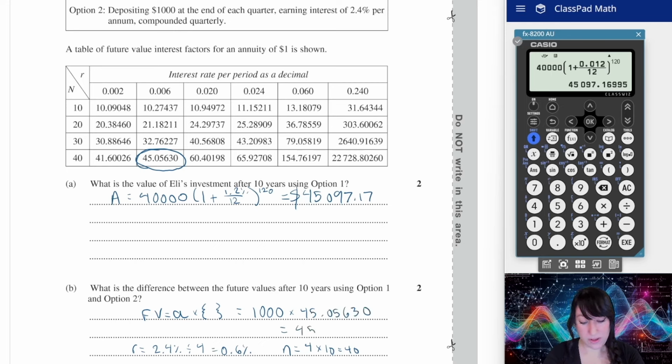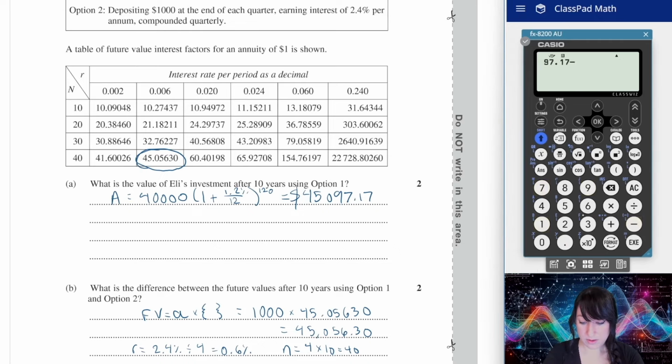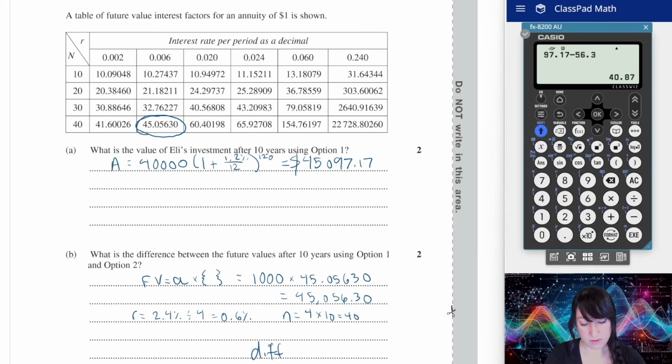That'll equal $45,056.30. So the difference would be $40.87.